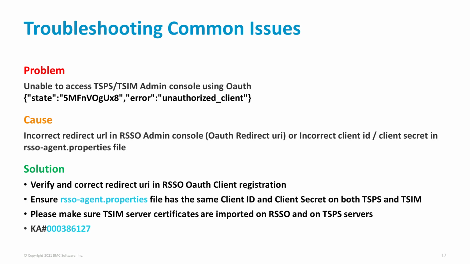The most recent and common issue which we have seen is unauthorized client while working with RSSO multi-domain configurations while integrating with TrueSight products. The cause could be incorrect redirect URI in RSSO admin console or incorrect client ID and secret in RSSO agent properties file. In order to rectify this issue, you need to verify the correct redirect URI which you have entered in client registration in RSSO admin console. You need to also match the client ID and secret which you have in RSSO admin console and in RSSO agent properties file on the TrueSight server.